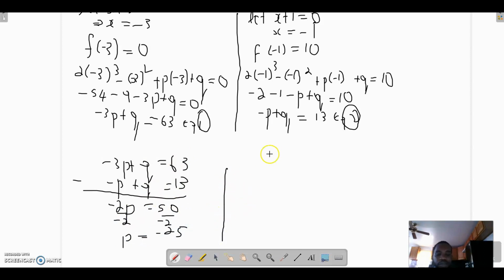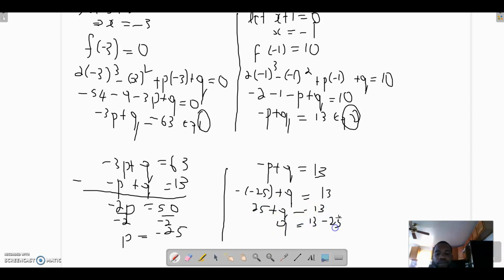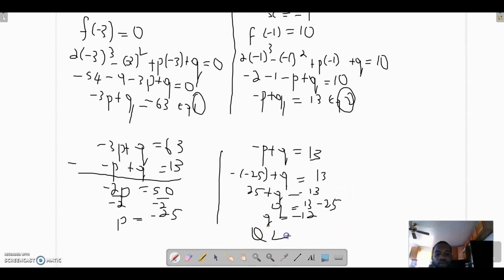Alright, using the simplest equation, minus p plus q equal 13, we're going to have minus minus 25 plus q equal to 13. So 25 plus q is equal to 13. So q must be equal to 13 minus 25. q is equal to negative 12. Alright, and we got exactly what they wanted. So you can write a statement and then QED, because it was a proof question. So we have exactly what we want.